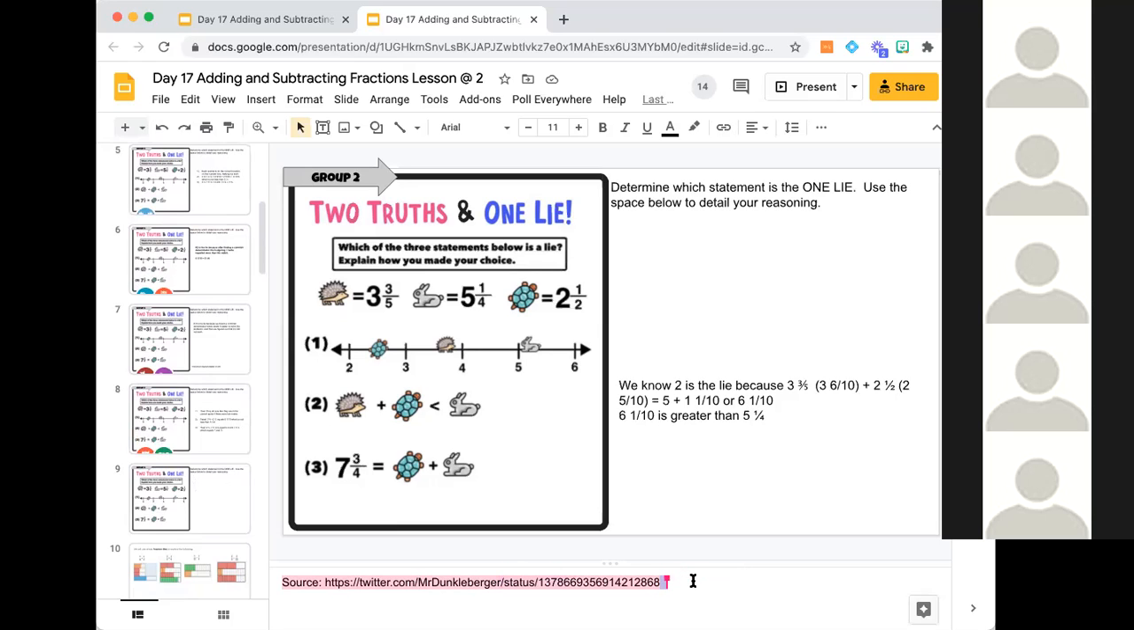So feel free to see what Mr. Dunkelberger has to offer. I stumbled across this 2 truths and a lie a few weeks ago, and I thought, well, gosh, that would be perfect when we're thinking about adding and subtracting. This has mixed numbers. We're only going to be focusing on less than 1 values today, but the idea still stands the same way. We're going to use some number sense to help us.